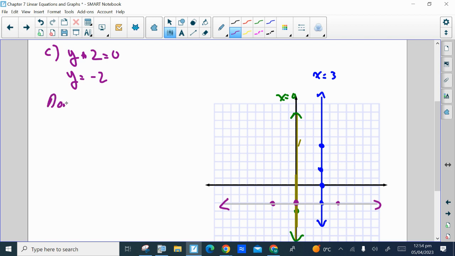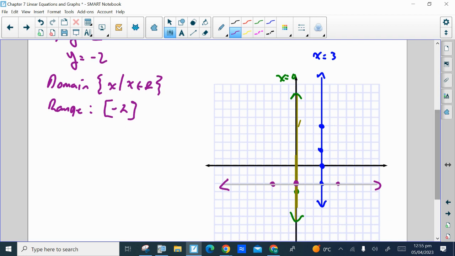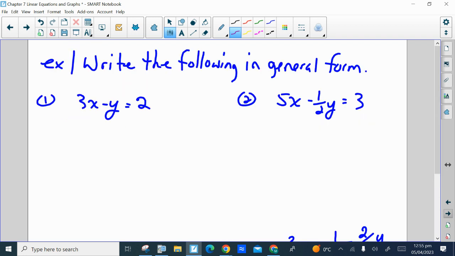In this case, our domain goes from negative infinity to positive infinity. One option we could do is set notation, all values of x such that x is an element of real numbers. That's another way of saying negative infinity to positive infinity, all real numbers. But our range has only one value. That is the value negative 2. Okay?